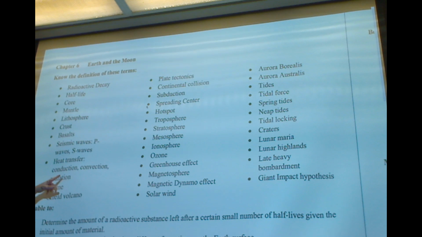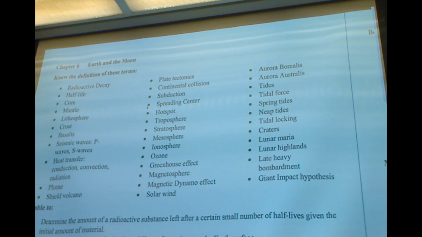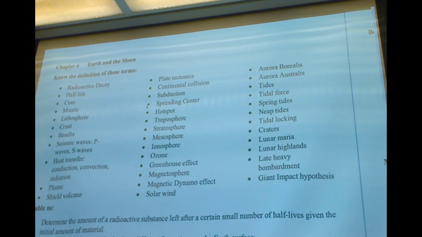Okay, heat transfer: conduction, convection, radiation. I guess we talked about it earlier, but anyway, those are the three ways that heat energy gets transferred. How does conduction work? They have to be in contact with each other. So the contact between the core and the mantle, the core gives heat to the mantle by what mechanism? Conduction. The mantle carries the energy from the core to the surface, to the crust, by what method?